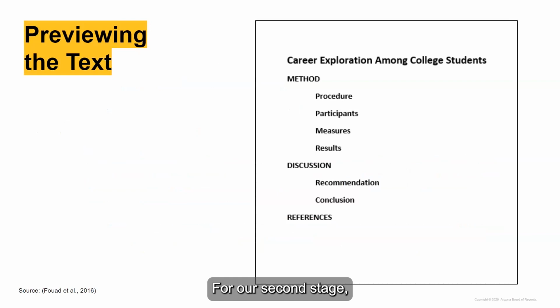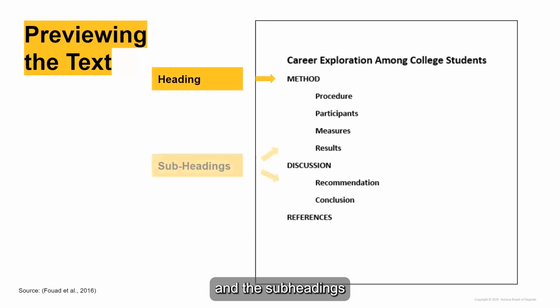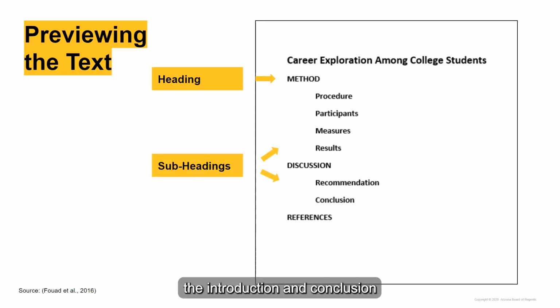For our second stage, we'll be previewing the text. Here you can see that we have previewed the text mentioned in our scenario. We have the main headings and the subheadings listed on this page. This allows us to see the structure of the paper, which can serve as a guide for your own writing. I will note that here you do not see the introduction and conclusion listed in the headings. It's common to read these as part of previewing the text, which is why they don't necessarily show here.